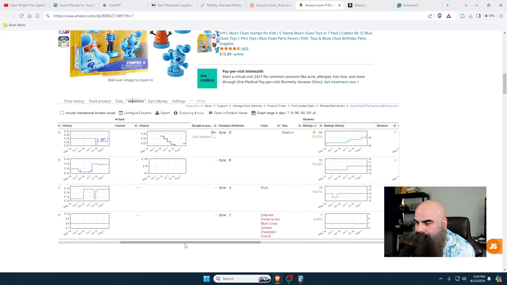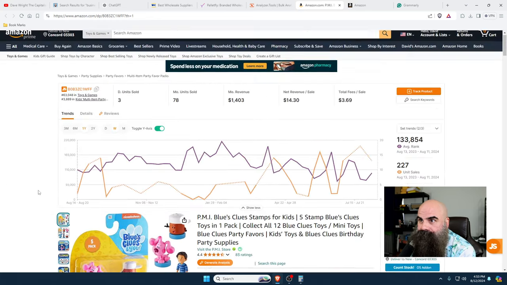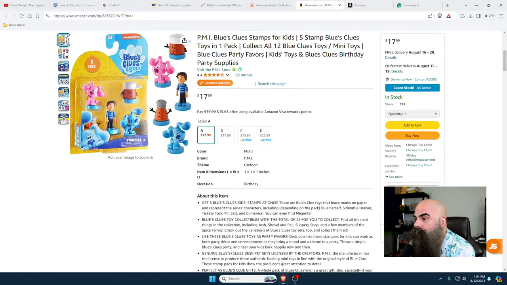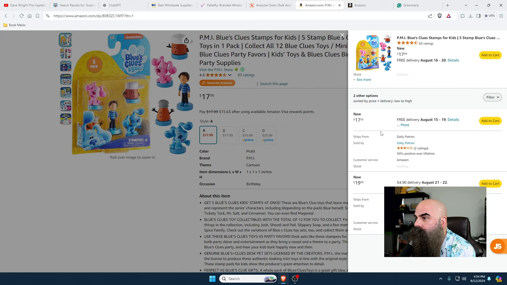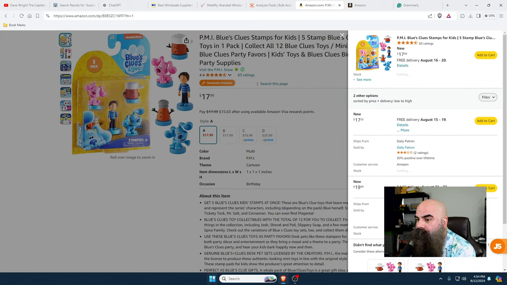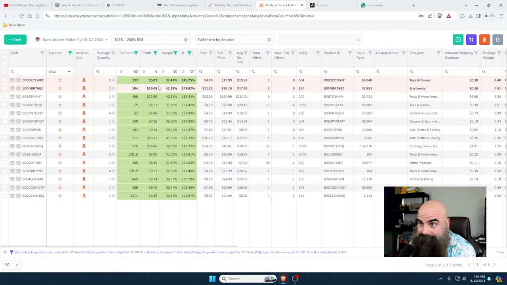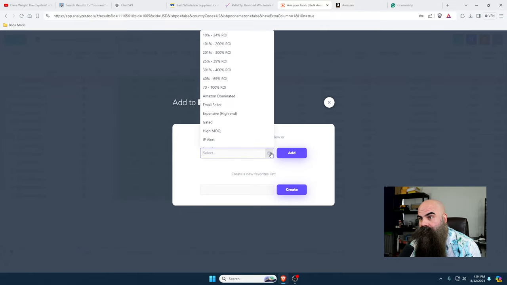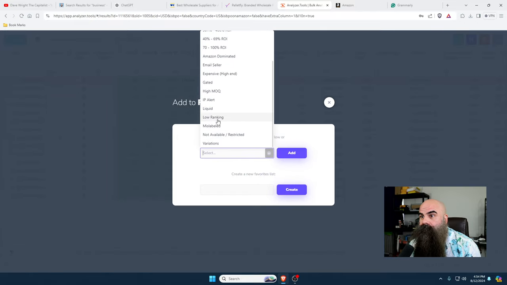That's 16.87%. 78, so 80 times 16% is roughly 12 a month, and we'd have to split 12 a month with three other people. So 12 divided by 3 is 4 a month you'd be selling. So this just doesn't have the volume that we need. So this particular one here is low ranking.